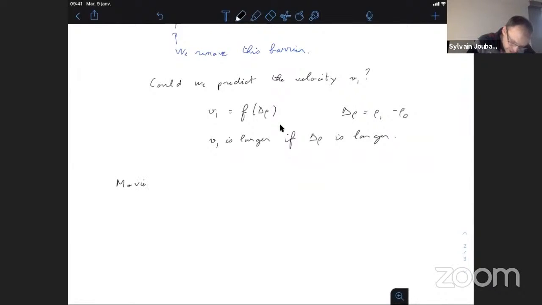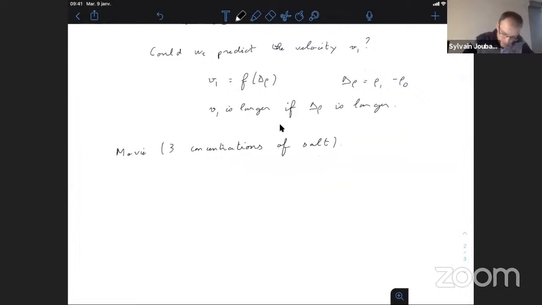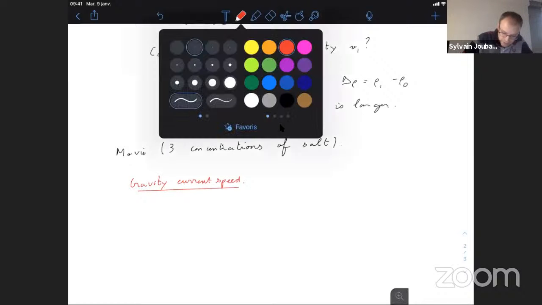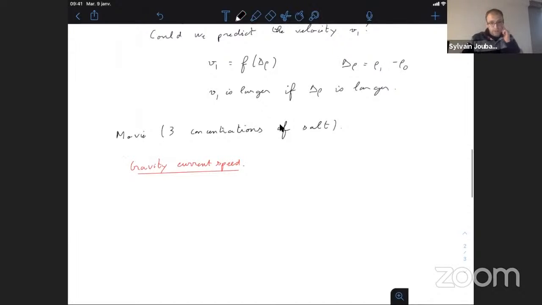A movie with three concentrations of salt. That's a part where I want to try to understand: could we estimate the gravity current speed? And I will just start with a very short dimensional analysis of this problem.